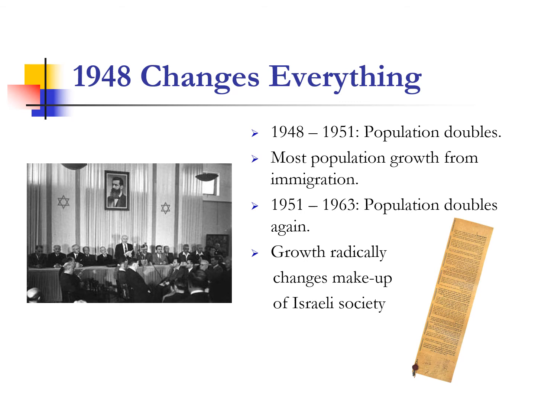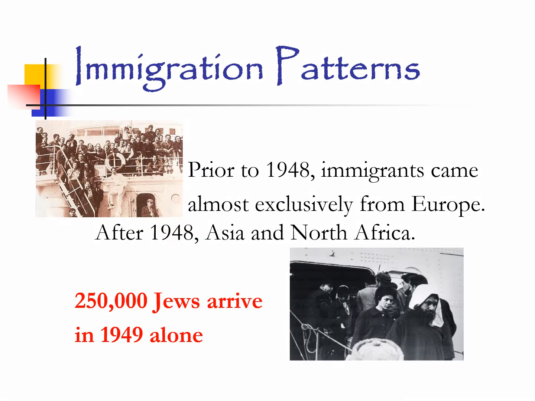But the pattern of immigration radically changed the makeup of Israeli society. Prior to 1948, most immigrants came from Europe, almost exclusively. But after 1948, the bulk of new immigration came from Asia and North Africa. And just to let you know how wild this was, in 1949 alone, 250,000 Jews arrived in Israel. And those new immigrants needed all kinds of social services.